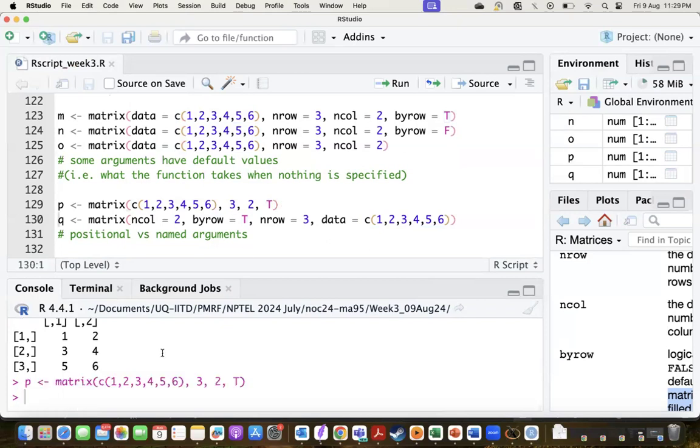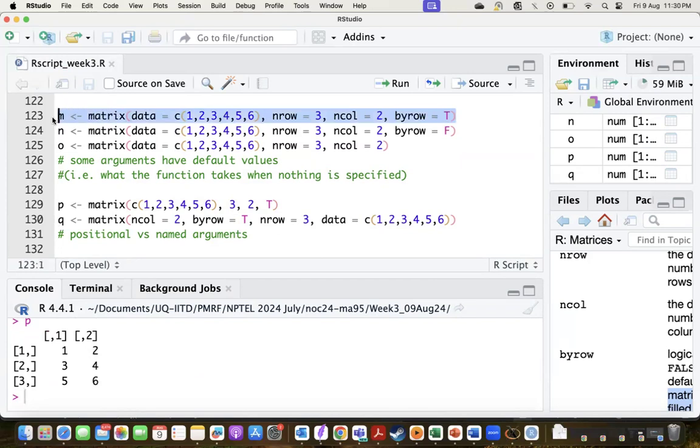If I run this, then also I get the same as matrix M. But I got away with writing so much less. I do not have to write all of this here. But again, it is important that you remember that data you generally write first. So that's easy to remember. But this 3 and 2, had you written it opposite, had you written 2 comma 3, then you would have got a matrix which has 2 rows and 3 columns instead, right?